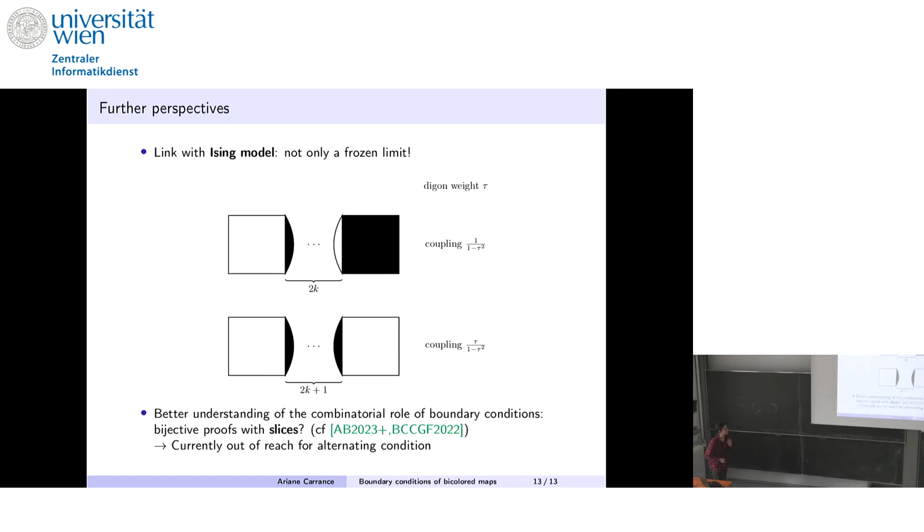And just to also connect with what Valentin talked about a few days ago, since we also have these underlying auxiliary functions alpha k that are related to mobiles, we would really like to be able to have a bijective proof of our formulae, hopefully with slices, but it's currently out of reach for, in particular, the alternating condition. So it's a much longer term goal.